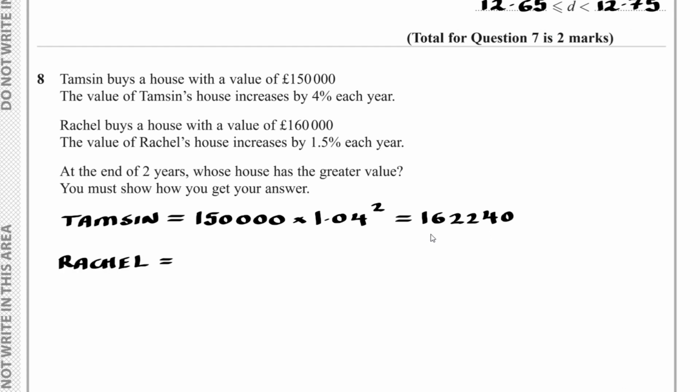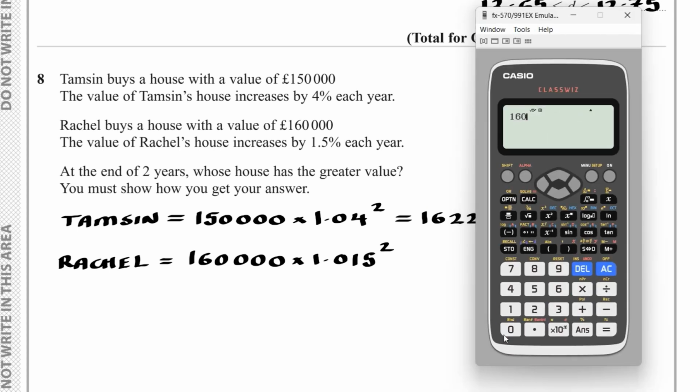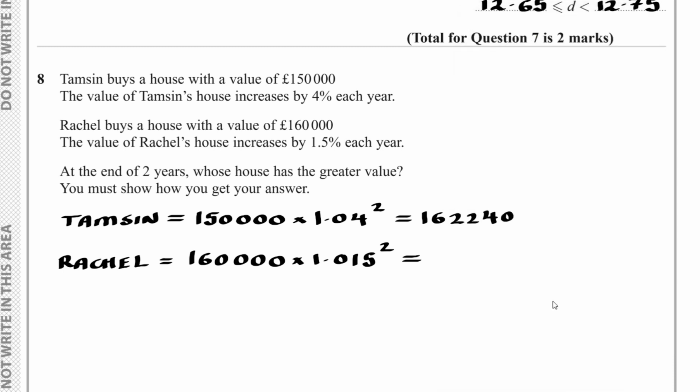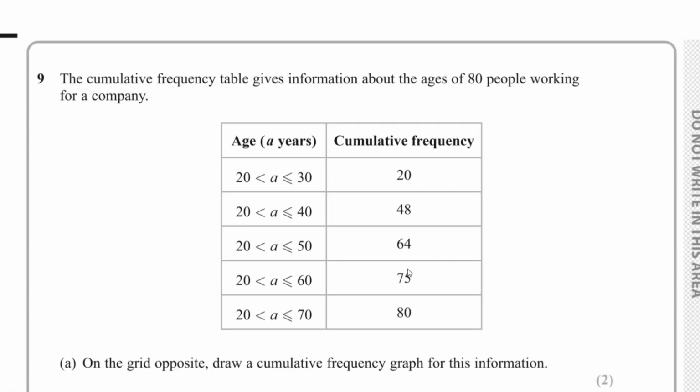£162,240. If I take a look at Rachel's, I've got this £160,000, and I multiply this by 1.015, which represents an increase of 1.5% each year, and I raise this to the power of 2 because I've got a time period of 2 years. So I've got 160,000 times 1.015 squared, and it turns out I get 164,836.